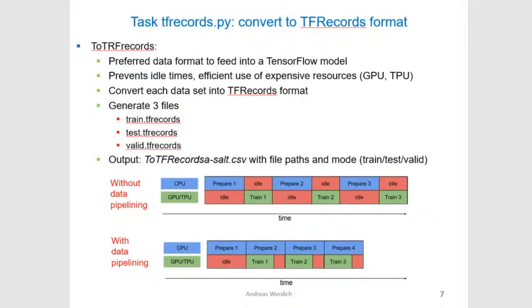The next task converts the NumPy arrays into TF records data format, which is the preferred format to feed into a TensorFlow model. It is a very efficient data pipeline that prevents idle times and allows an efficient use of expensive resources such as GPUs or TPUs. The data are converted into 3 TF records files, one for training, one for testing, and one for validation. And the output of this task is a salted CSV file that contains the paths and the modes such as train, test, or validation.